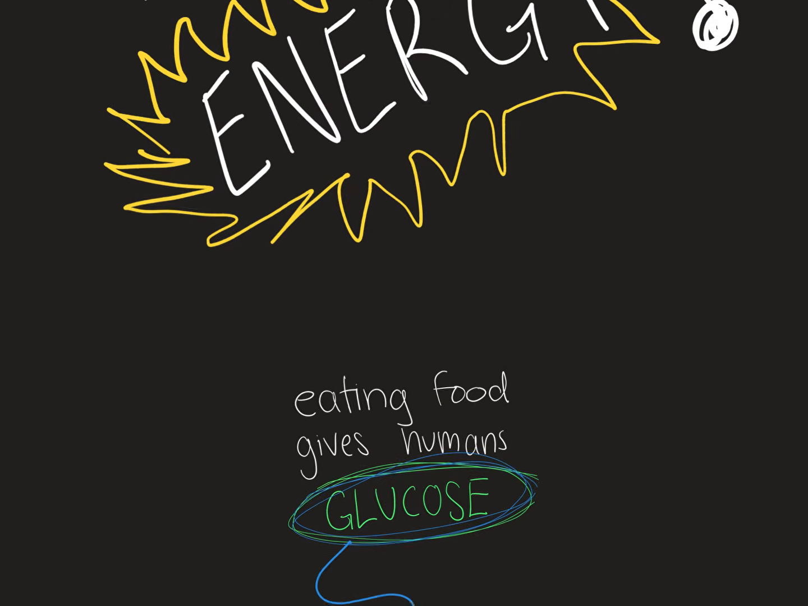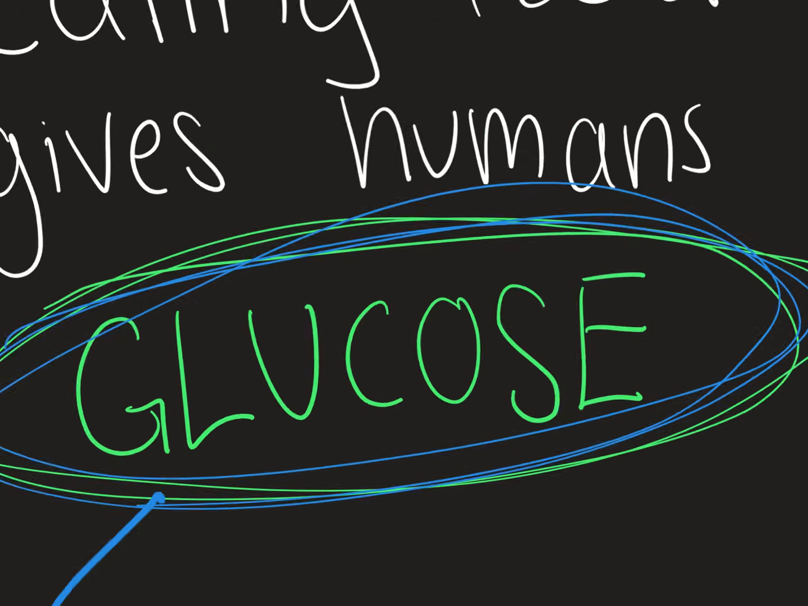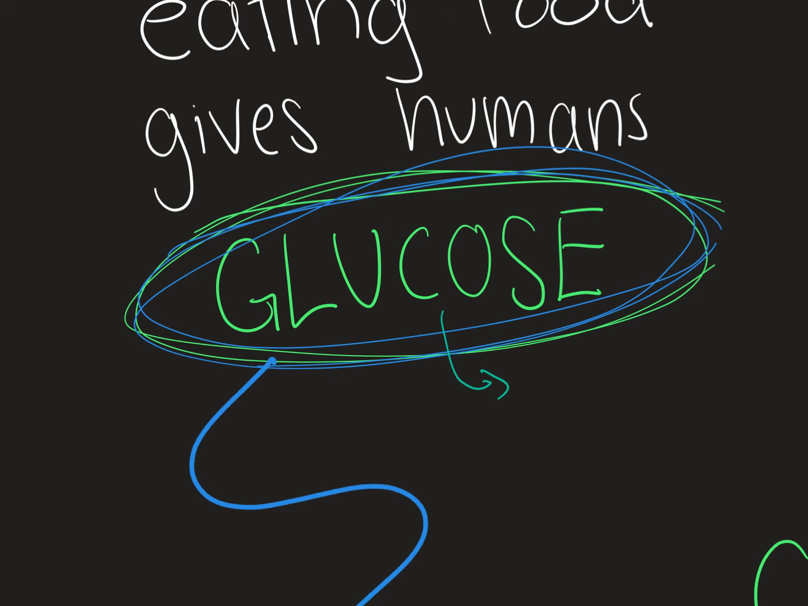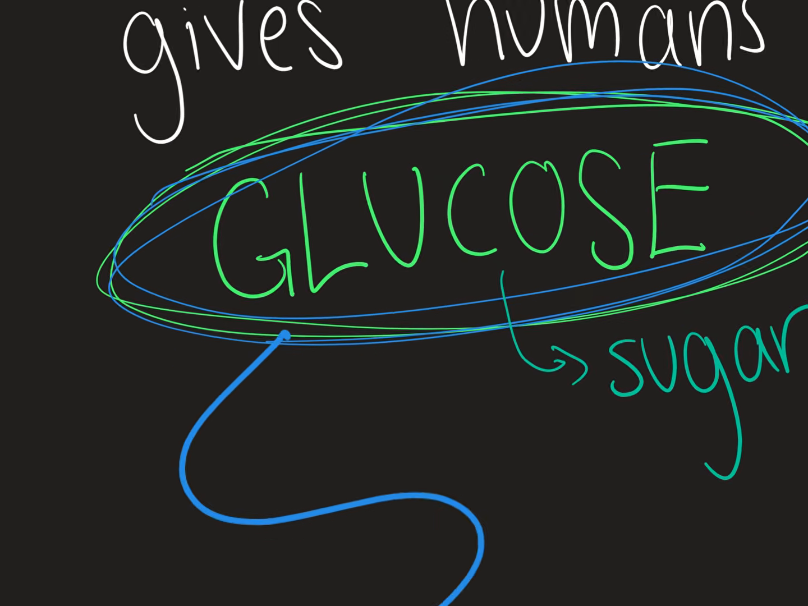So, yes, humans get energy from eating food. Eating food gives us a bunch of things, but we're going to be focusing right now just on glucose. Eating food gives humans glucose, which is another word for sugar. Glucose is a type of sugar that humans get from eating. So when humans eat, they get a bunch of different stuff: carbohydrates, proteins, fats, all that type of stuff. Carbohydrates are broken down into glucose, and that is an important ingredient in giving humans energy.